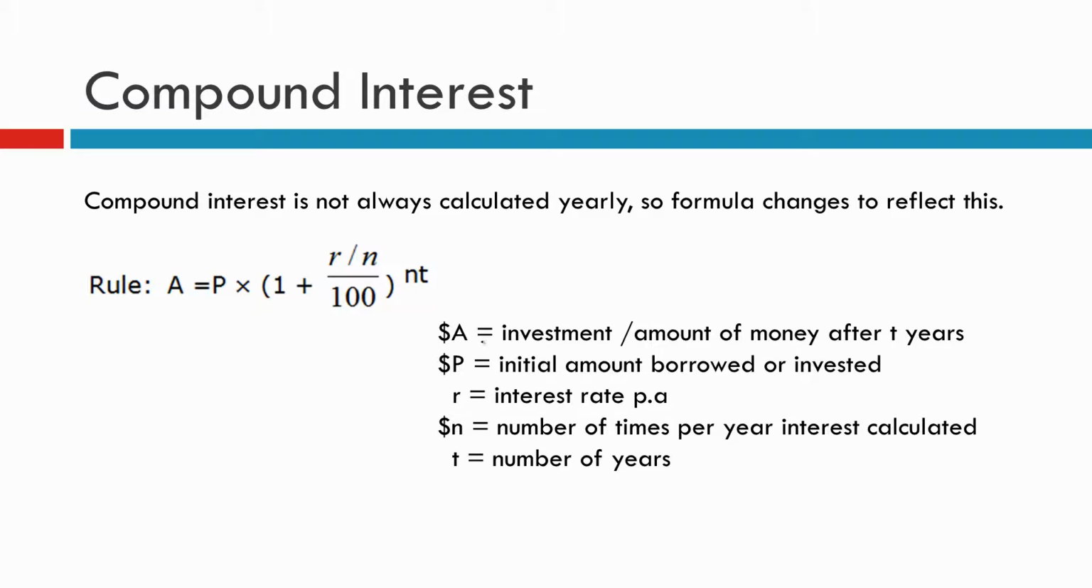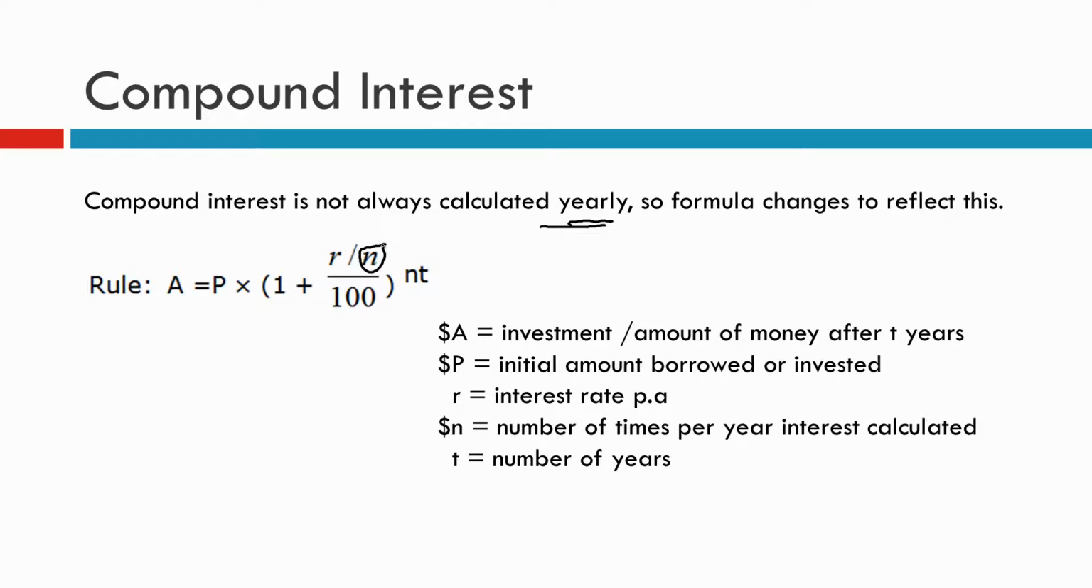Compound interest is not always calculated yearly, so the formula changes to reflect this. Now, you don't have to use this formula. You can do it from the previous formula by manipulating your rate and then multiplying your time. But Mr. Denatale likes to have it up like this, so that's fine.